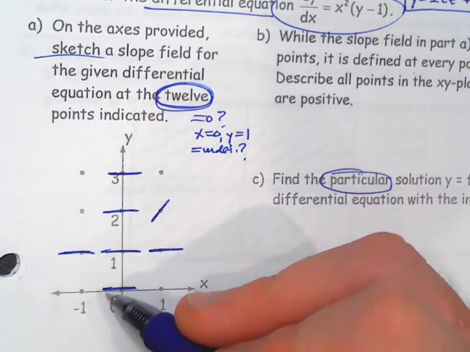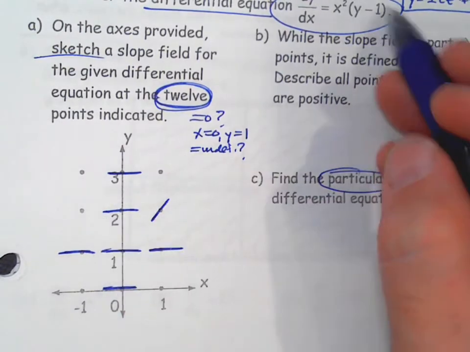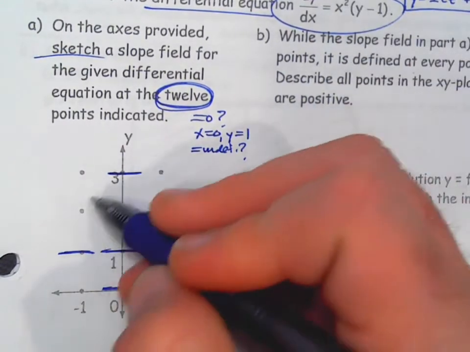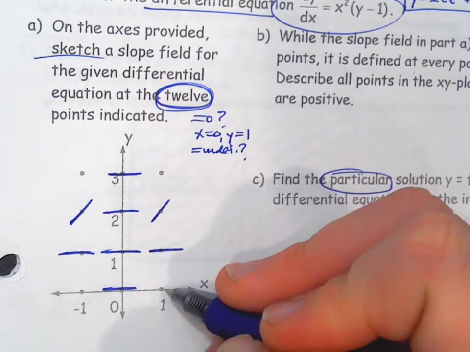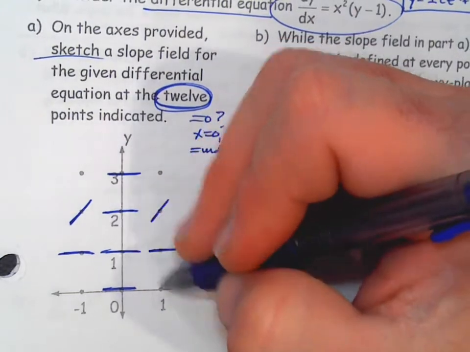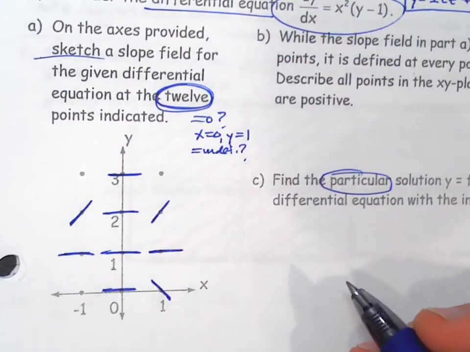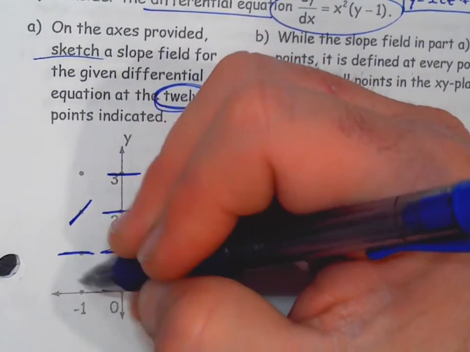When you plug in -1, 2, you get the same thing because the negative gets squared. So that's a slope of 1. When you plug in 1, 0, 1 for x, 0 for y, you get a slope of -1. When you plug in -1, 0, you get a slope of -1.